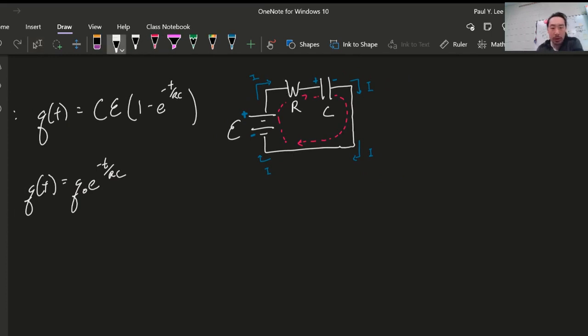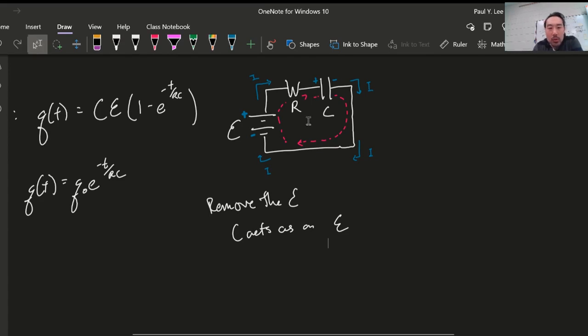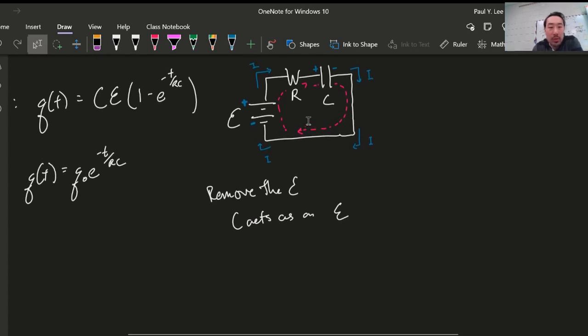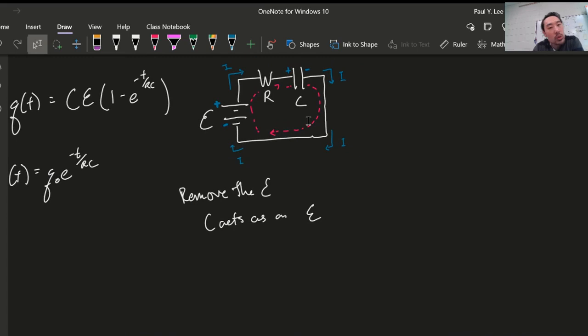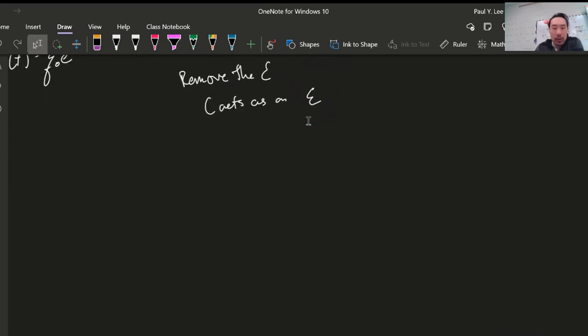When we discharge the capacitor, we want to remove the EMF source. Okay, so when we remove the EMF source, we found out in class that the capacitor acts as an EMF source. So if you remove the EMF source and basically just replace it with another wire, the capacitor becomes its own EMF source, and then we get a circuit. All right, so it's going to look something like this. Okay, so right here is where the EMF source was, but I'm going to replace it with just a wire, right? And here we have a resistor R, and here we have a capacitor like so.